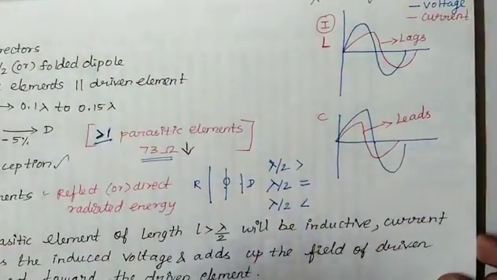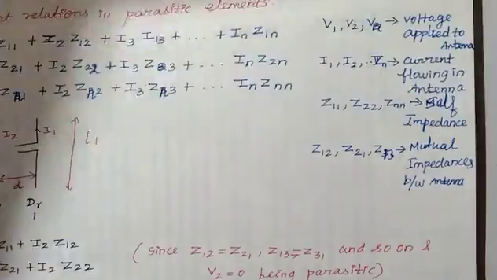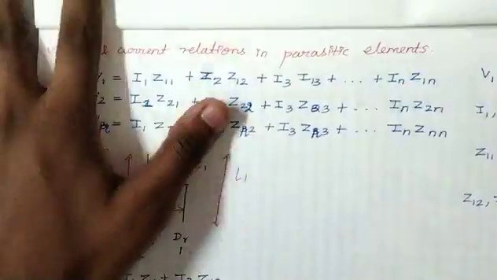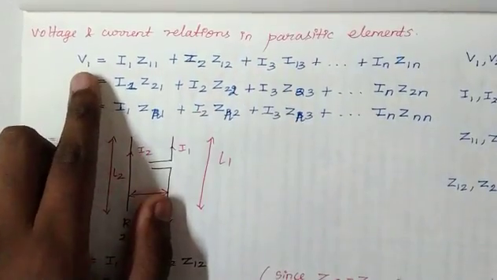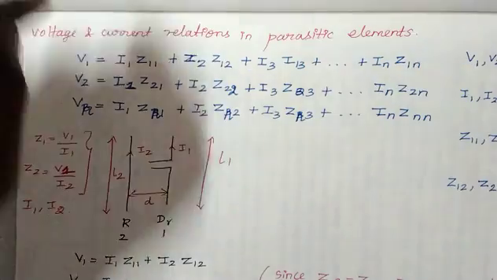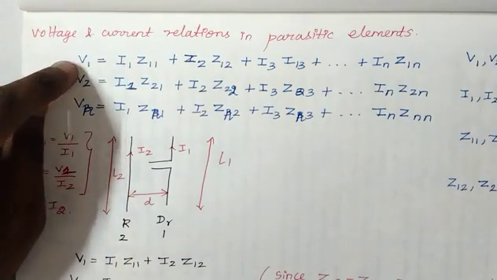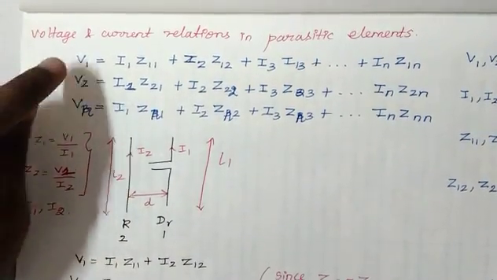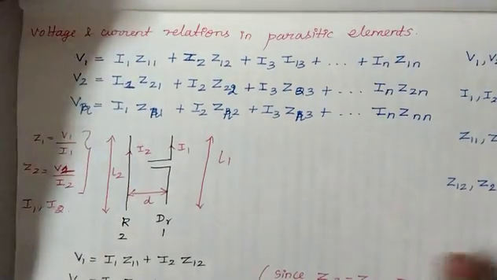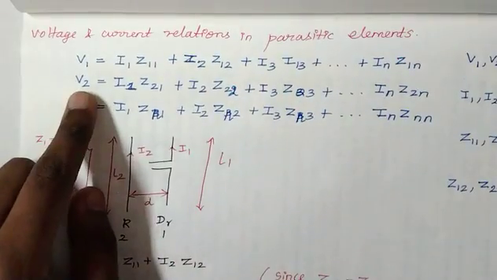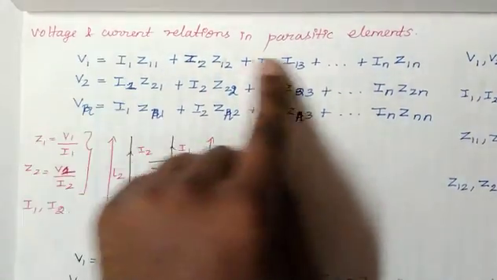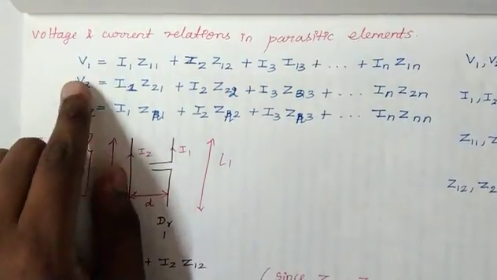We are going to represent this using voltage and current equations. So in here we are going to see the voltage and current relations in the parasitic elements. First we are writing V1, V2, V3. That means the voltage induced or applied to the first antenna, first parasitic element, voltage applied at second, voltage applied at third. So this is the equation for your voltage, which means V is equal to IR.